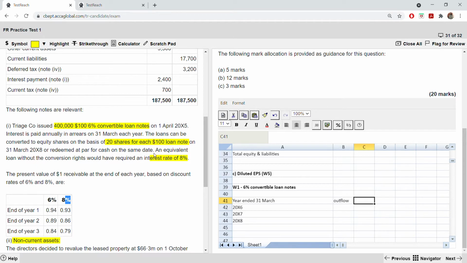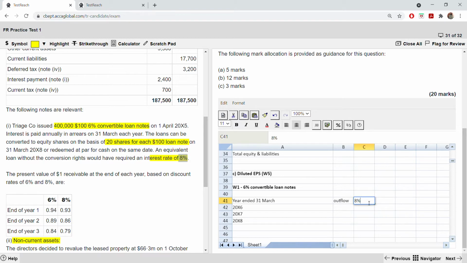Okay, this one, an equivalent loan without the conversion right. Just if you're having a loan, pure loan, no conversion right, then the interest is 8%. So you're always using that interest when you have to take out the equity and the debt component separately. Okay, that's the rule. So it's 8%.